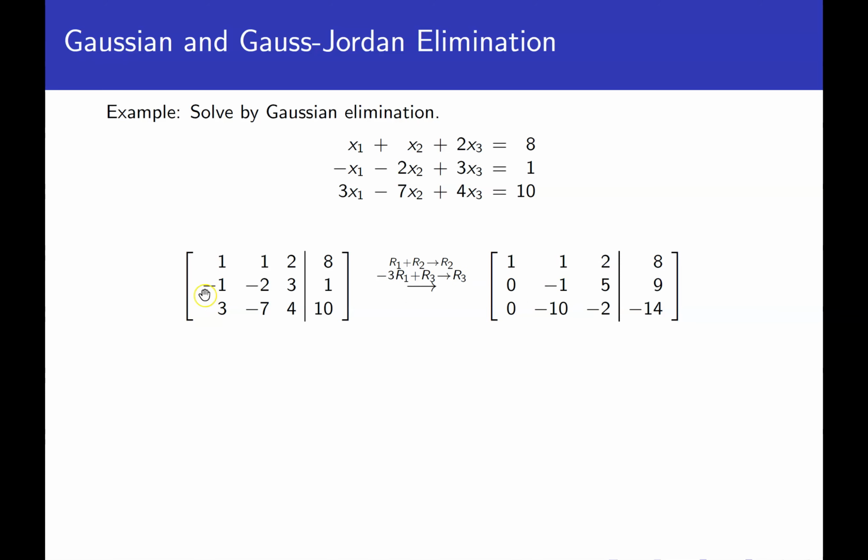Now, we need a leading 1 in row 2. Well, the easy way to do that here is just to make this negative a positive, so we'll multiply row 2 by -1 and replace row 2. All that does is flip all the signs in row 2.